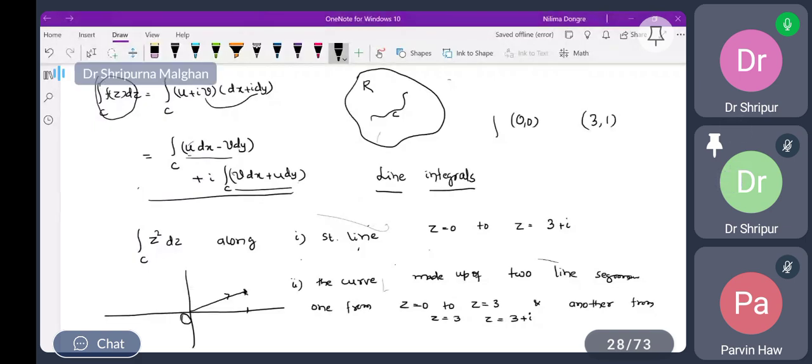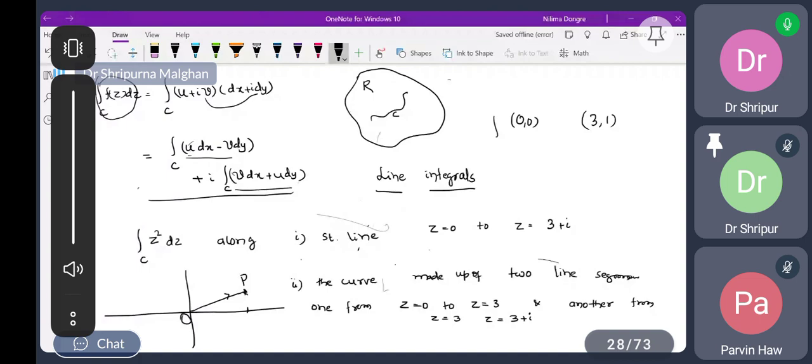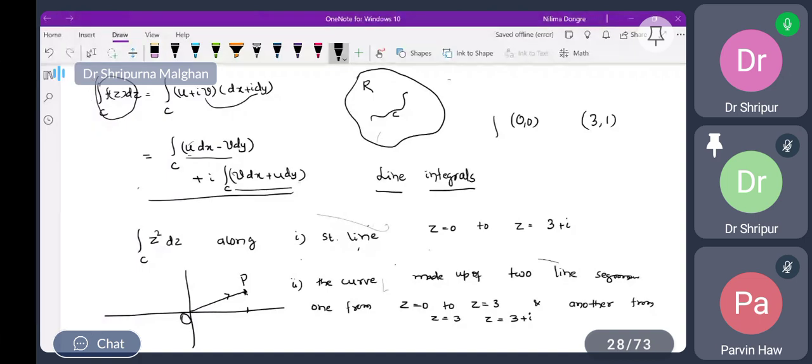Suppose I take this as P, another 3 plus i, that is 3, 1. So first, along the straight line z is equal to 0 to z is equal to 3 plus i, along this line we are required to evaluate. Second, the curve made up of two line segments. One from z equal to 0 to z equal to 3, that is 3, 0.